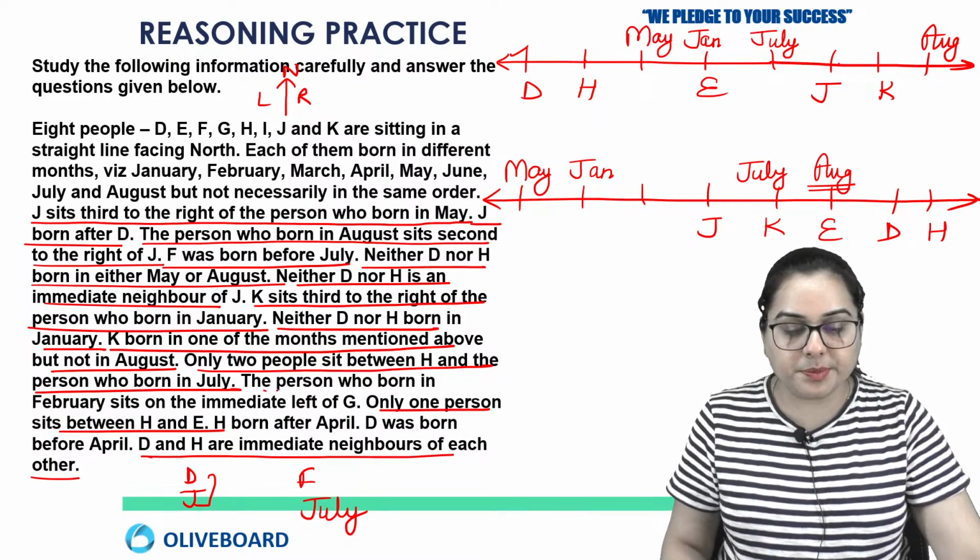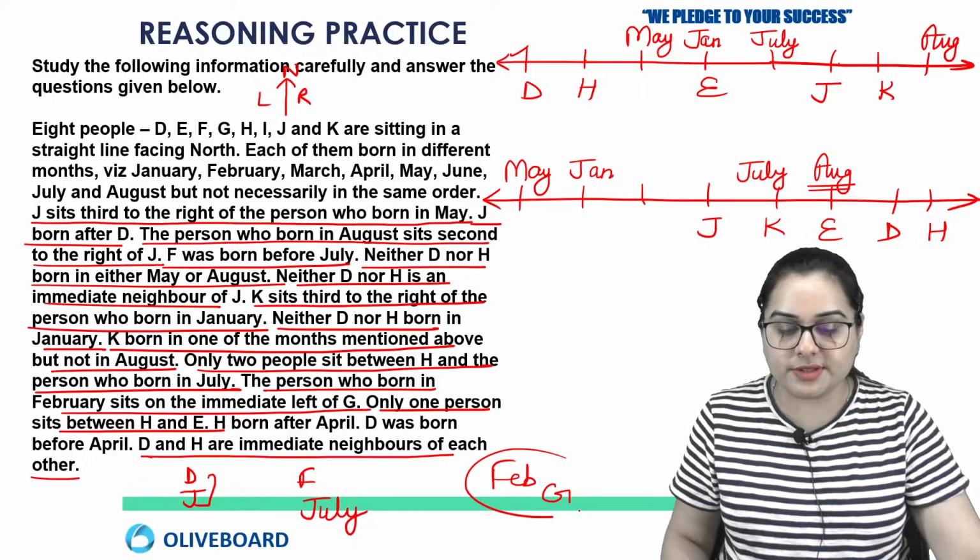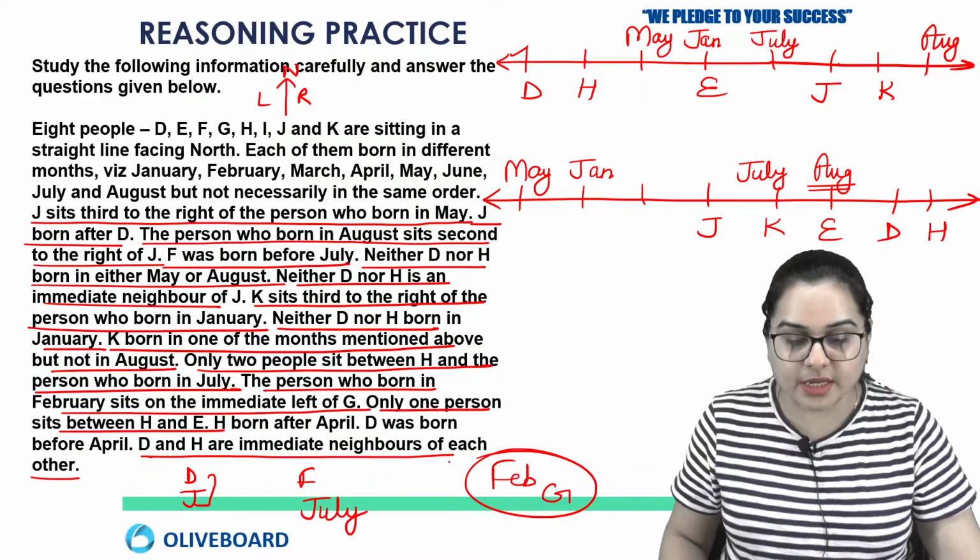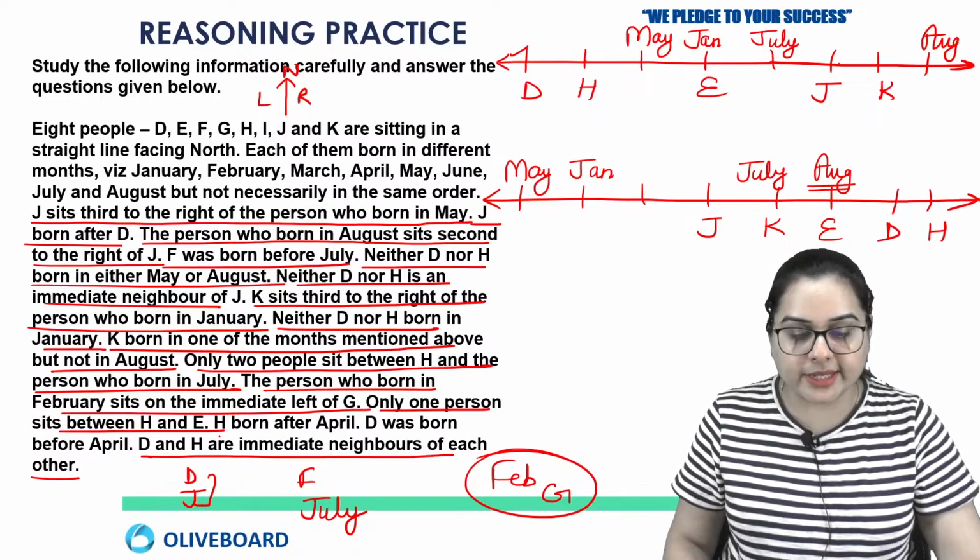Next is the person born in Feb sits immediate left of G. The person born in Feb sits immediate left of G. So Feb and G should be written like this. And next, H is born after April. And D was born before April.